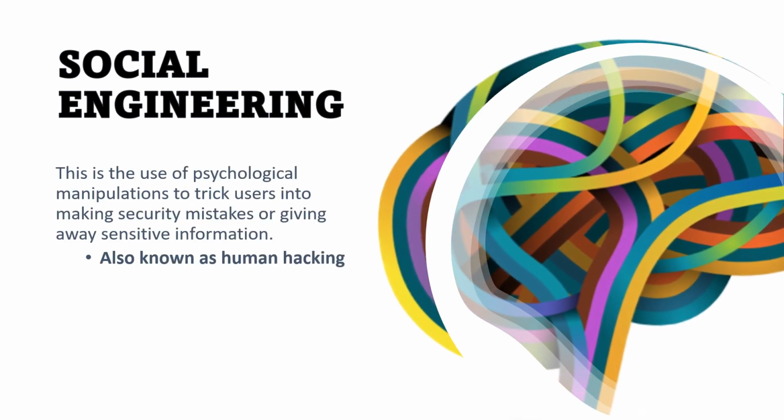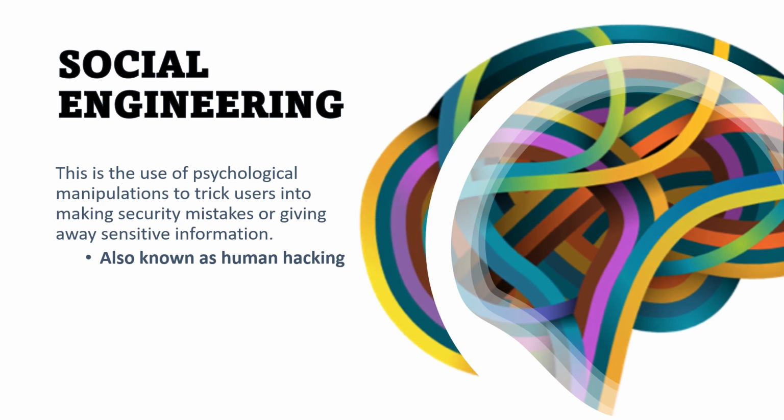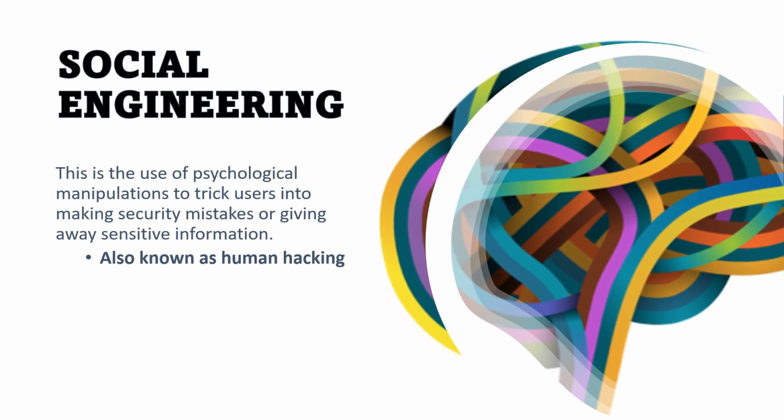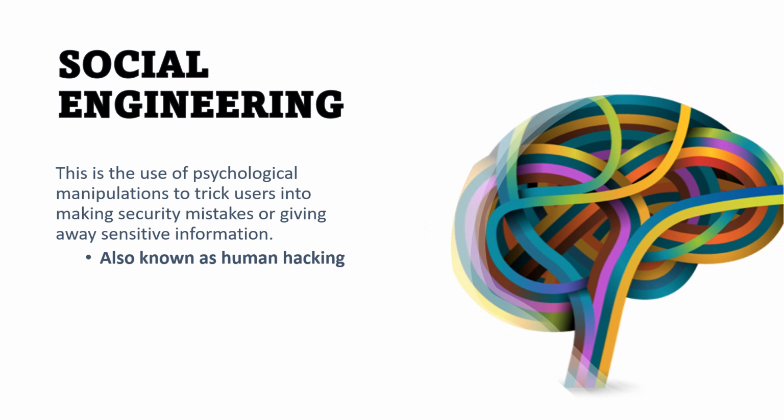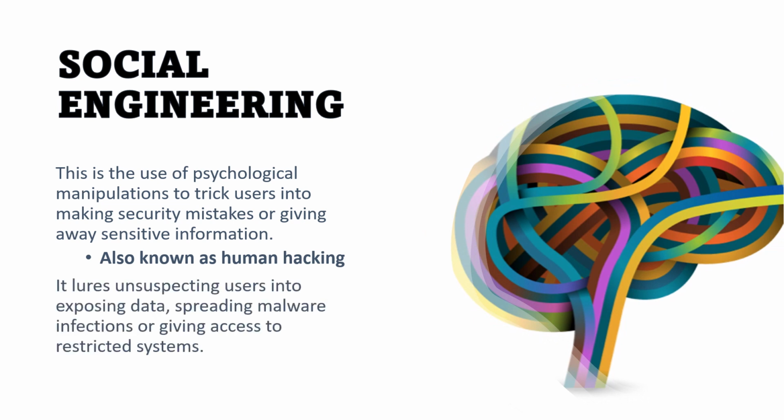Social engineering. This is the use of psychological manipulation to trick users into making security mistakes or giving away sensitive information, also known as human hacking. It lures unsuspecting victims, users, into exposing data, spreading malware infections, or other assets, and giving access to restricted systems, especially to unauthorized users.